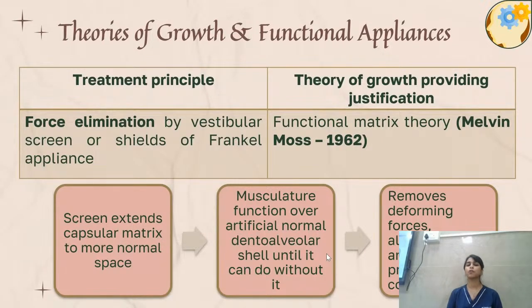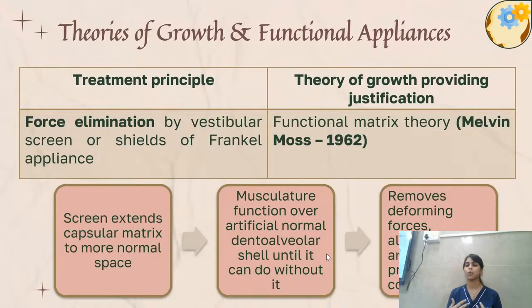If we discuss force elimination, that is produced by the vestibular screen or the shields of the Frankel appliance, the theory that comes into play is the functional matrix theory, which was given by Melvin Moss in 1962. Just imagine that you have the vestibular screen, and the screen extends the capsular matrix to a more normal space. By extending it to a more normal space, it will create an artificial shell. According to this artificial shell, your dentoalveolar structures will get remodeled.